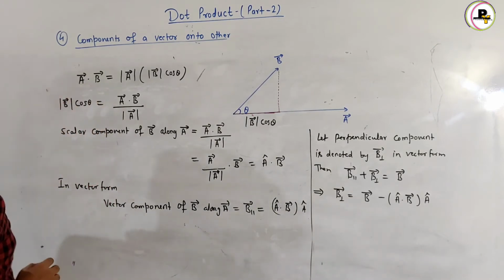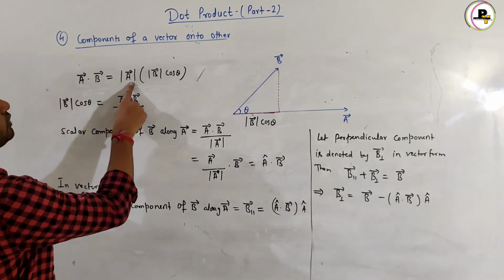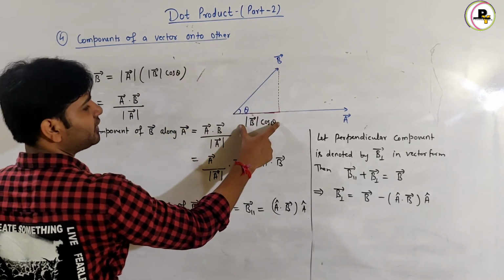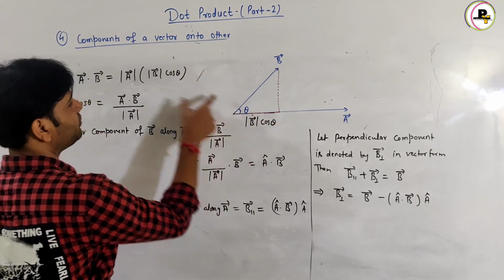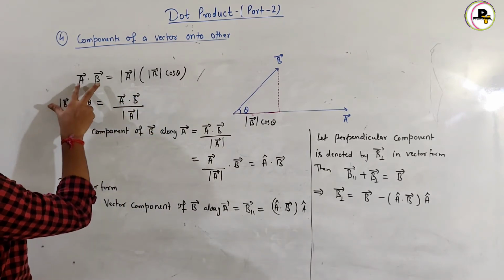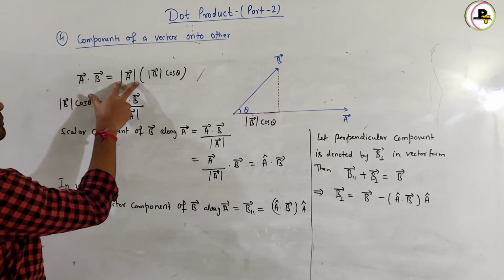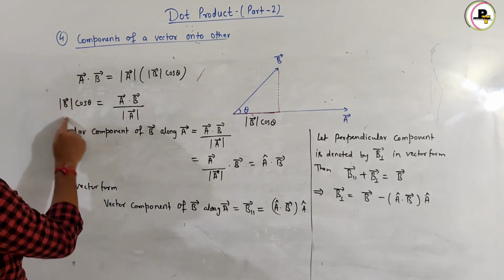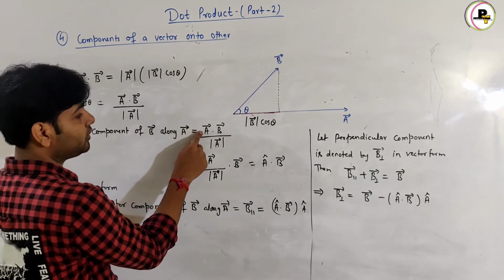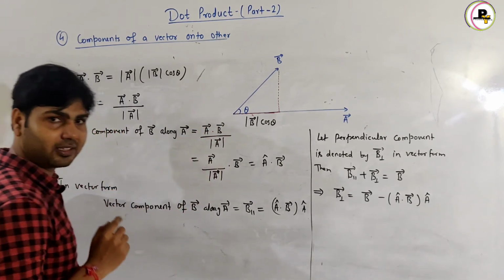As I know, A vector dot B vector is equal to mod of A vector into the component of B vector along A vector, which is mod of B vector cos theta. Therefore I can write here mod of B vector into cos theta equals A vector dot B vector divided by mod of A vector. This term is also called the scalar component of B vector along A vector, and that is equal to A vector dot B vector upon mod of A vector.